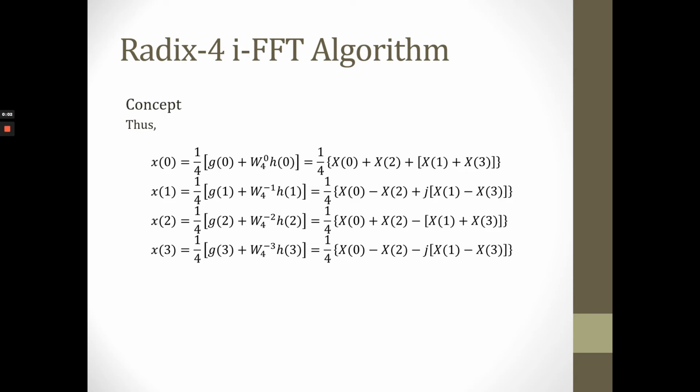Therefore, based on the predetermined value for G0, the even function, and H0, the odd function, also based on W negative Rn function, W negative n function for n point equal to 4. So we determine the value for the equation for x0 until x3. So we have this one. This is based on the even function, even equation, and this one is based on odd equation.